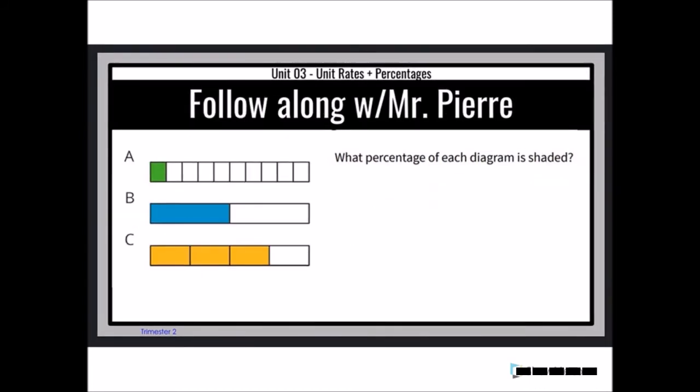Let's look at the last one. Last one, we're doing the same thing. There are 4 total parts, and 3 of those parts are shaded in. Now we're just going to divide the numerator by the denominator so we can get a decimal. How many groups of 4 can we subtract from 3? The answer is 0. How many groups of 4 can we subtract from 30?